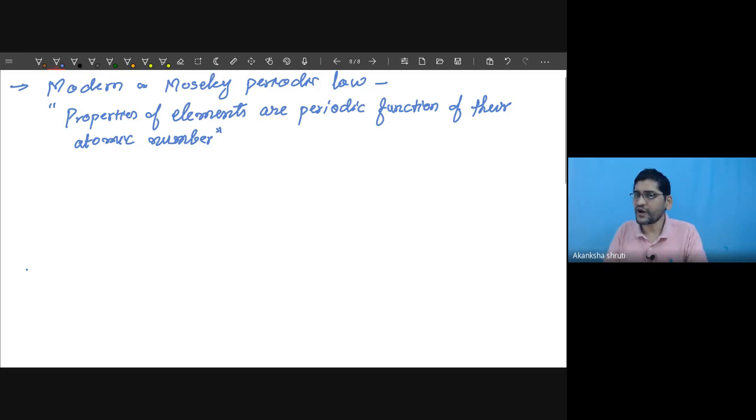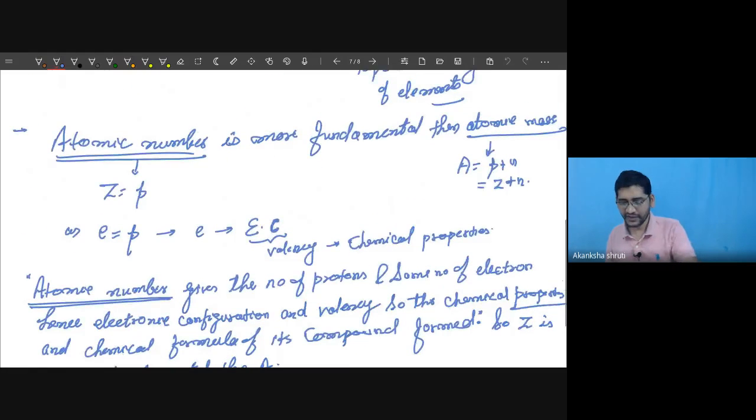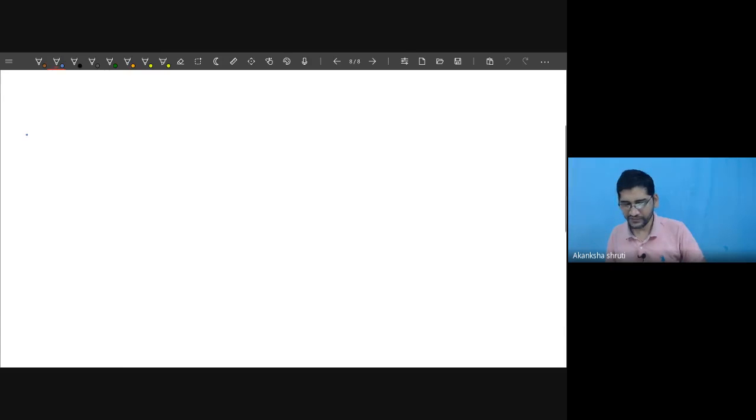So the statement is given in this form, but sometimes an explanation of this statement is also asked: what do you mean by properties of an element being a periodic function of their atomic number? If asked to explain this, you will write this. If you arrange the elements in increasing order of their atomic number, then after a certain interval the properties get repeated. This repetition in property is called a periodic function. But this occurs when the elements are arranged in increasing order of atomic number. So students, two things are important here: either atomic number being more fundamental than mass number is asked for explanation, or this statement is asked.